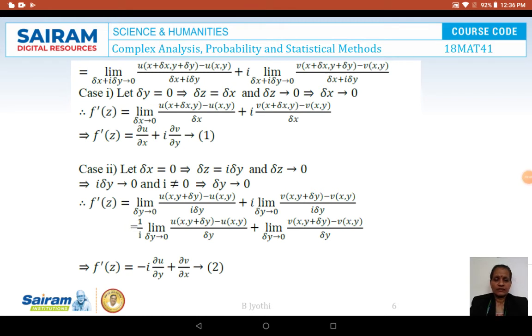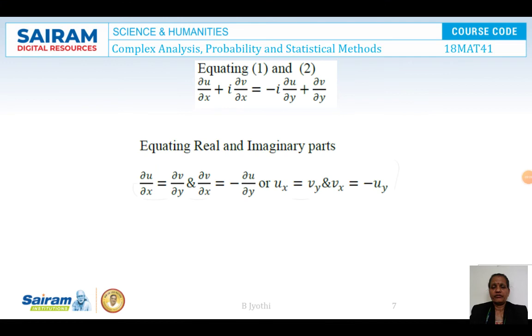Next, we will equate equations 1 and 2. We get ∂u/∂x + i ∂v/∂x equal to −i ∂u/∂y + ∂v/∂y. Let's equate the real and imaginary parts. We get ∂u/∂x is equal to ∂v/∂y, and ∂v/∂x is minus ∂u/∂y. Or we can also write it as u_x = v_y and v_x = −u_y.